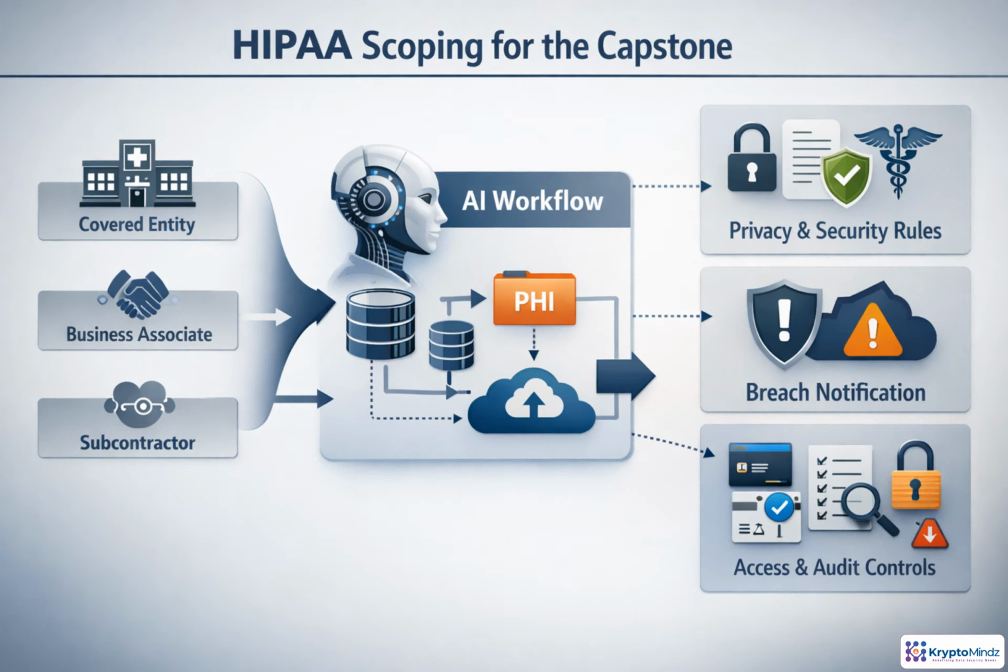For the Capstone, HIPAA scoping starts with role. Are you a covered entity, business associate, or subcontractor? From there, trace every PHI touchpoint: where data enters, how the model uses it, where it is stored, and how outputs leave. That mapping drives the privacy, security, and breach notification analysis. Document minimum necessary access, encryption, audit logs, access controls, vendor agreements, and escalation assumptions, so your legal conclusions match the actual AI workflow.